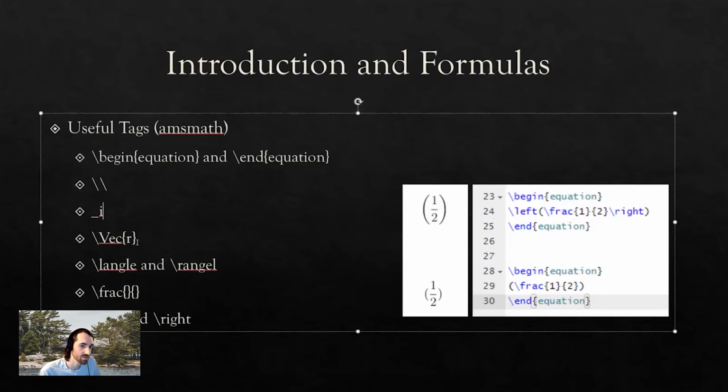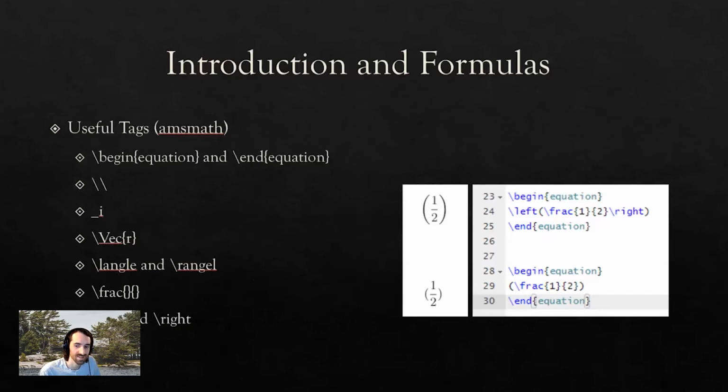There is the vec tag, which allows you to put the vector hat on top of any variable. There are also left and right angle brackets, the triangular brackets that you use for things like vectors, which are super useful. You can do fractions, and you can do a number of other things.